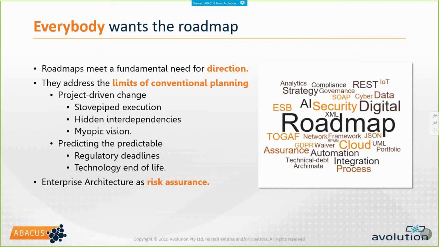And that's a kind of strange thing if you think about it, because most enterprises have some kind of in-house planning capability, some kind of in-house strategy and change capability. So there must be something that the EA team is providing that these in-house capabilities aren't. And it's often because of these limits of conventional planning that the EA teams get asked to provide roadmaps.